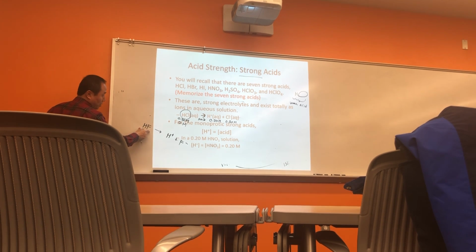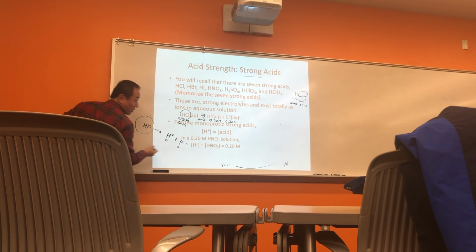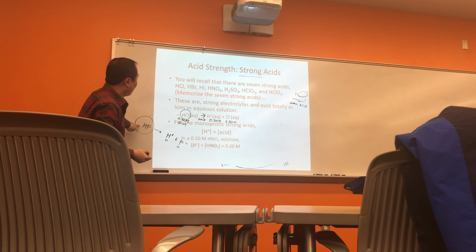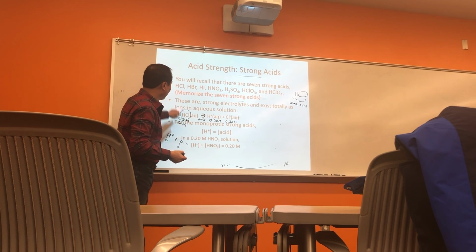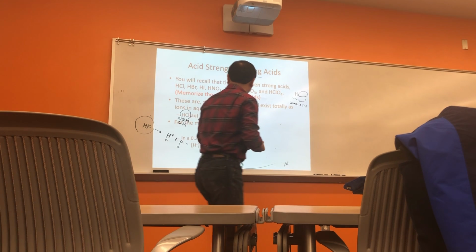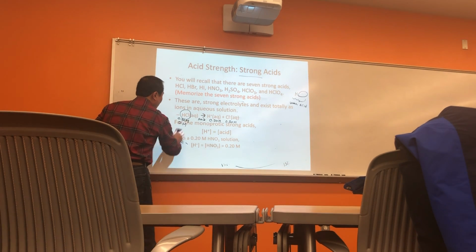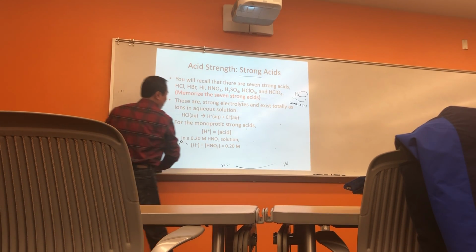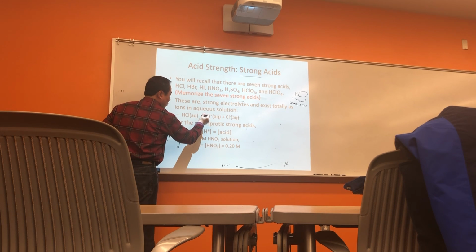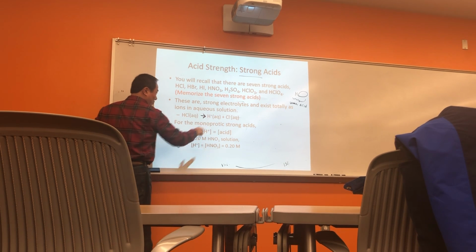It doesn't dissociate. So most of them stay here. Only a few of them dissociate just like that. That's a characteristic of weak acid. But for strong acid, this guy will completely dissociate. That's why we use a single arrow. Single arrow means the reaction goes to completion in that direction.